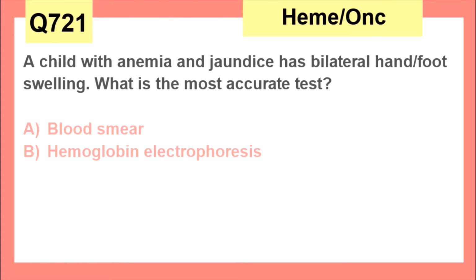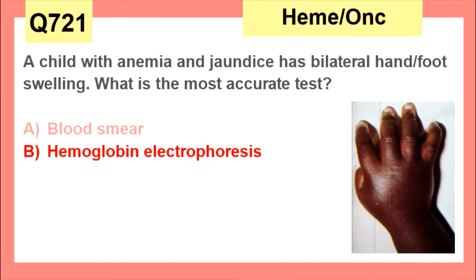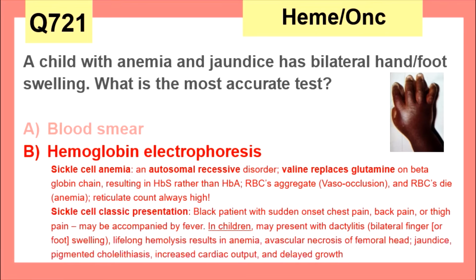721. A child with anemia and jaundice has bilateral hand and foot swelling. So this sounds like sickle cell. What's the most accurate test? The hemoglobin electrophoresis is the most accurate test for sickle cell anemia, not the smear, even though we see the sickled red blood cells. Here is a picture of the swelling, the dactylitis. You can take a look a little bit about sickle cell anemia over here, the pathophysiology: valine replaces glutamic acid on the beta globin chain, resulting in HbS rather than HbA.